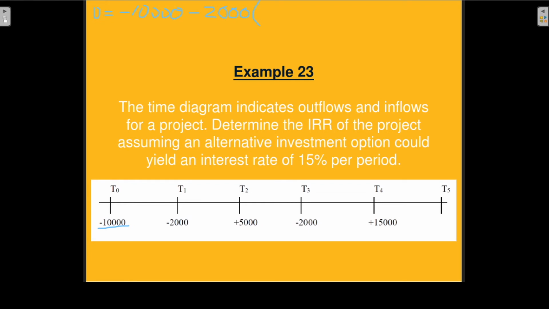Now I want to move this outflow of 2,000 back one time period. And instead of having the 15% here for my interest rate, I have my internal rate of return. I don't know what it is yet. Because I move it back one time period, it is to the -1. Then I have an inflow of 5,000 rands, and I move it back 2 time periods. Then a further outflow of 2,000 rands, but I move back 3 time periods. And lastly, an inflow of 15,000 rands.